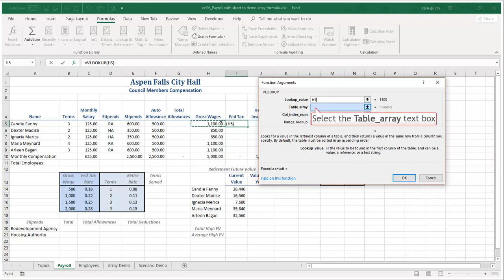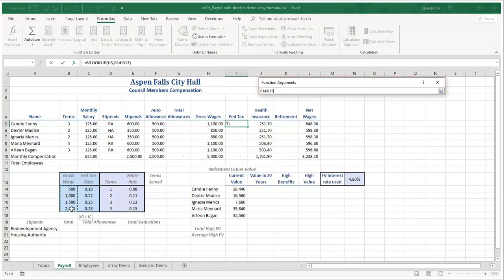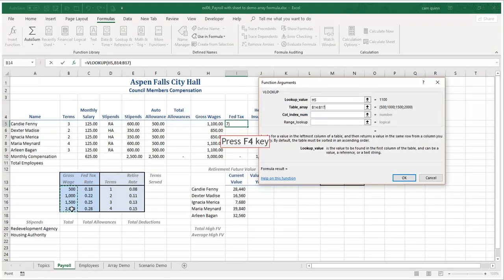So the table array is where you're looking it up. Well, I'm looking it up in this range of cells. Okay, and we're going to do one more thing. I'm going to hit F4 on that to make that absolute. I'll come back to that in a second. Once I find the value that I'm looking up, the $1,100, I'm going to read across. So this is column 1. Column 1 stores the gross wages. Column 2 shows the tax rate.